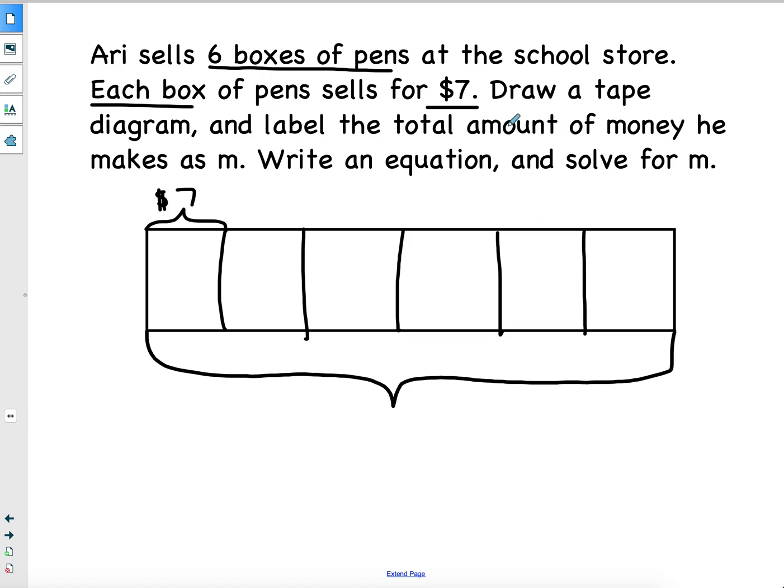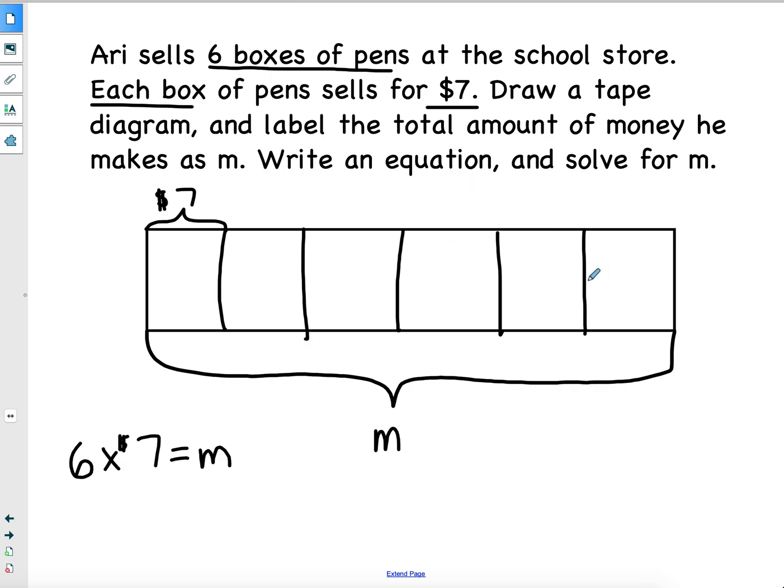So now it says label the total amount of money he makes as M. So we don't know the total, so instead of writing a question mark like we usually do, we're going to label it as M to represent the money, M for money. Write an equation. Well, I know I'm multiplying because I know there are 6 boxes of pens, and every one of those boxes, each box, 6 times each of those boxes is $7. So 6 times $7 equals his money, M. So now I want to solve.